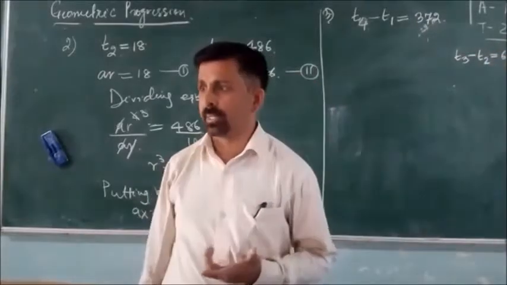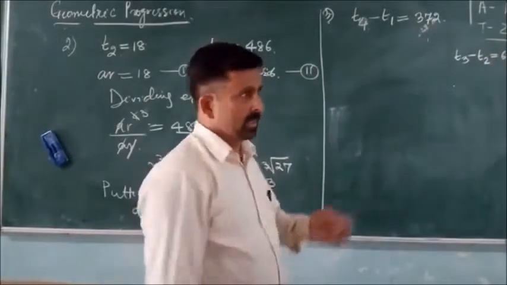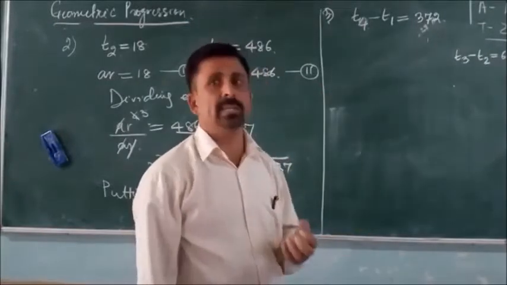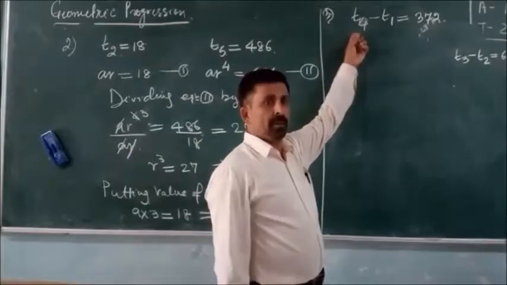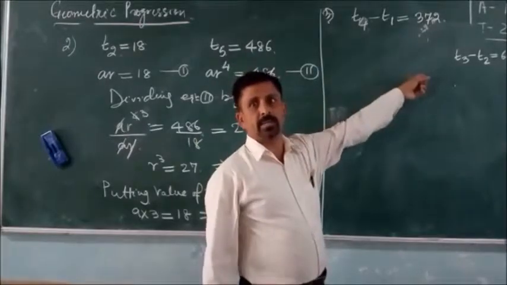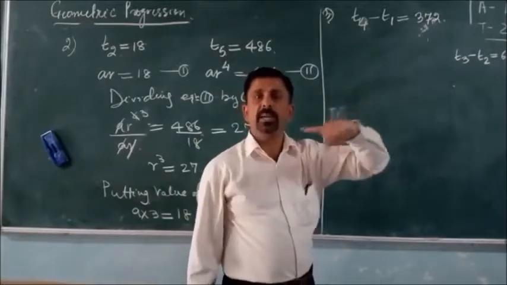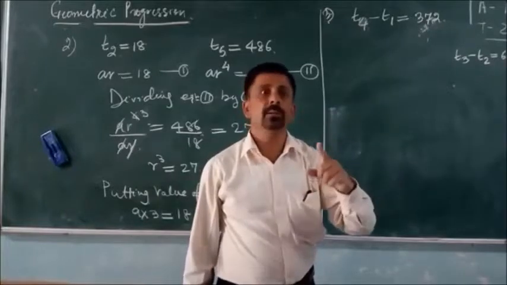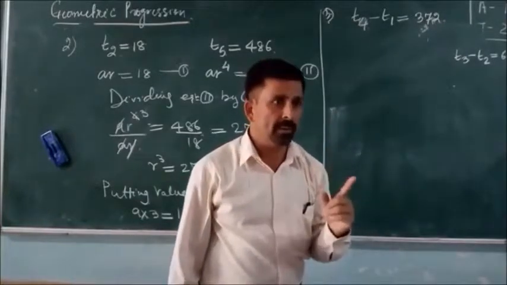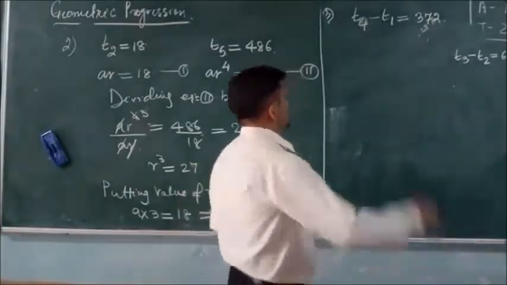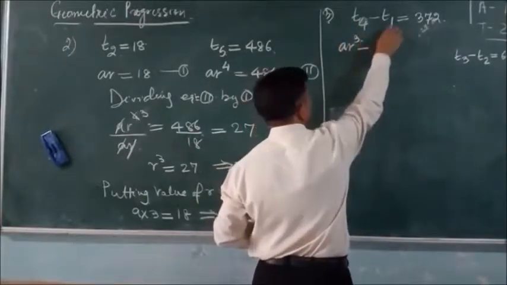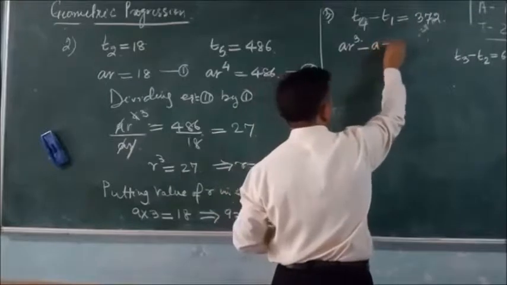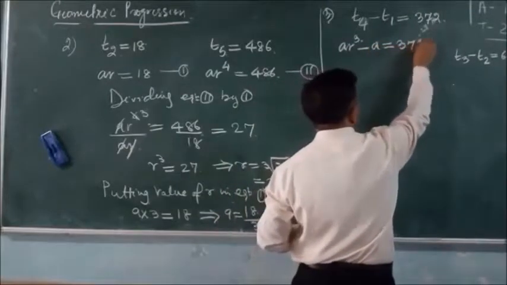These are two pieces of information. Now we are going to elaborate this using the nth term formula. So you know now how to write the value of T4 and how to have the values of T1, T3 and also T2 using the nth term formula, AR to the power n minus 1. Is it very clear? Yes. So using that we can rewrite this as AR to the power 3 minus A is equal to 372.